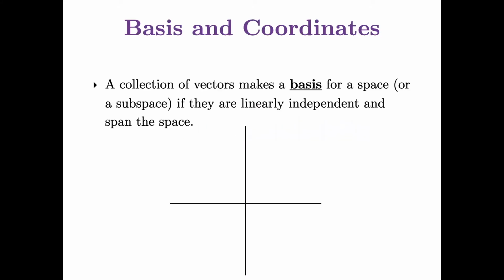A collection of vectors makes a basis for a space or a subspace if they are linearly independent and they span the space. When I say they span the space, I mean that the span of those vectors is the whole space. So here I've just drawn a two-dimensional plane, something that we're probably very familiar with. And if I wanted two vectors that are linearly independent and span the space, well, I have infinitely many choices for those, but generally a natural selection would be the elementary vectors.